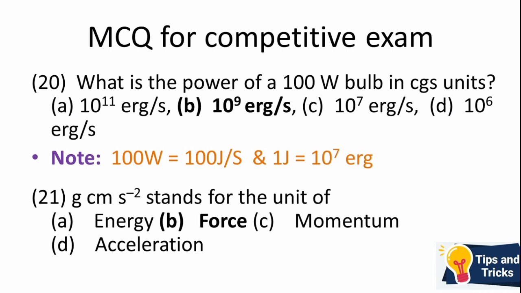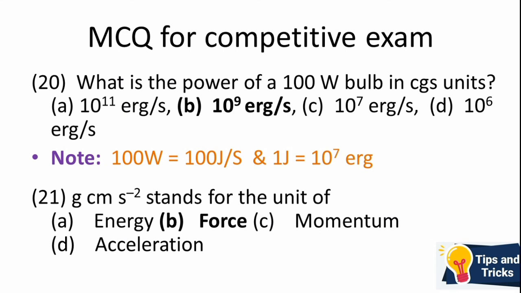Now let us move on to question number 20. What is the power of a 100-watt bulb in CGS unit? Options given are: option A, 10 power 11 ergs per second. Option B, 10 power 9 ergs per second. Option C, 10 power 7 ergs per second. And option D, 10 power 6 ergs per second. Erg is a CGS unit of energy. We all know that.